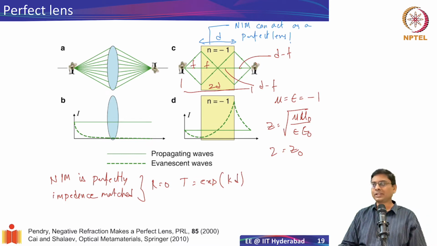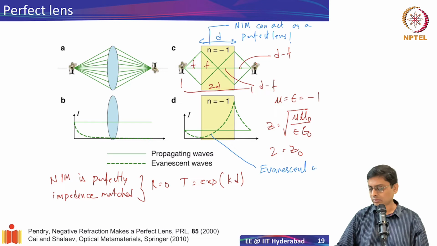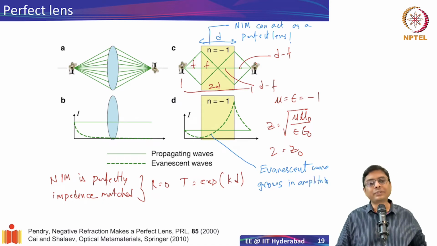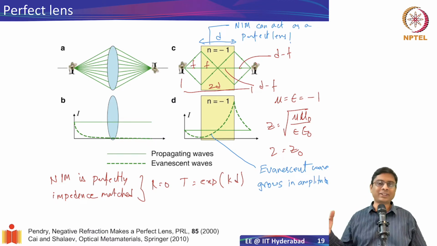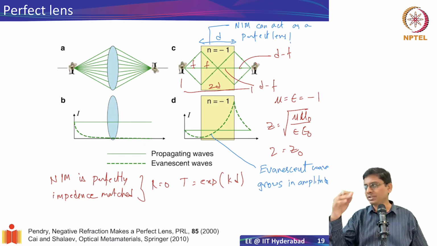So what you'll see is, if you have such a negative index medium and have an object, as you go away from the object, the evanescent wave decays, but the moment it enters into the negative index medium, the evanescent wave grows in amplitude. Do you remember what an evanescent wave is? We said that there are certain frequencies which cannot be supported by the medium, so the wave vector essentially becomes imaginary, and so that component of the image decays, right?